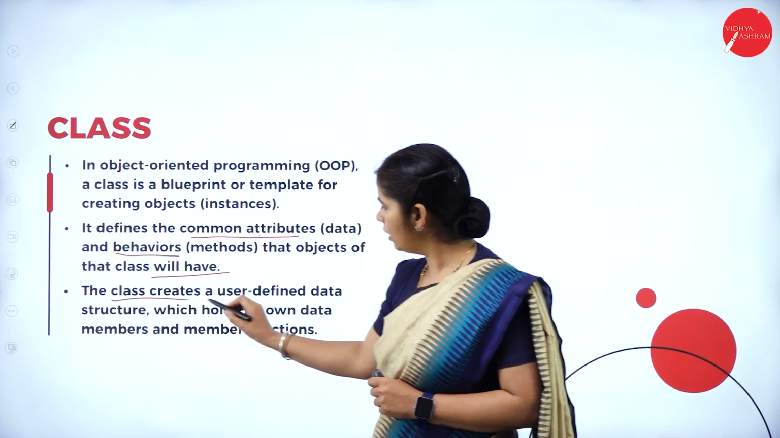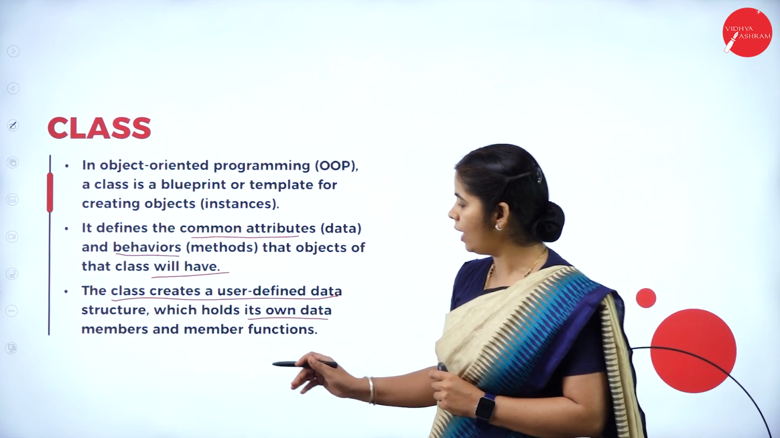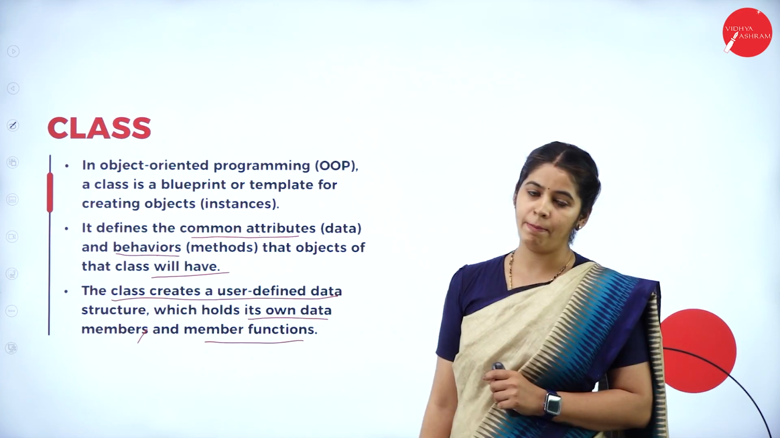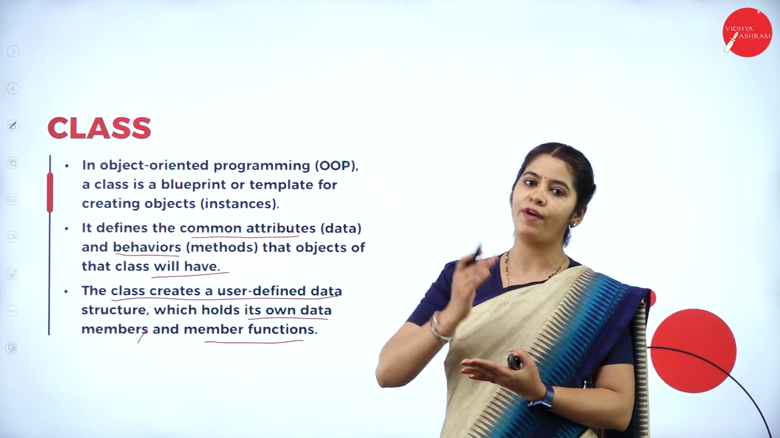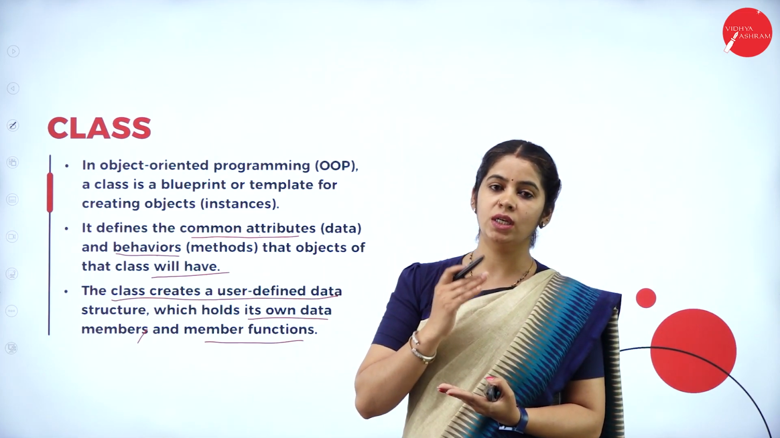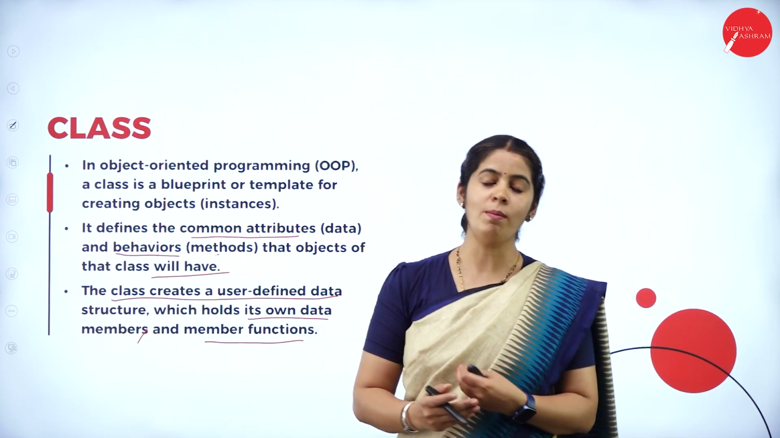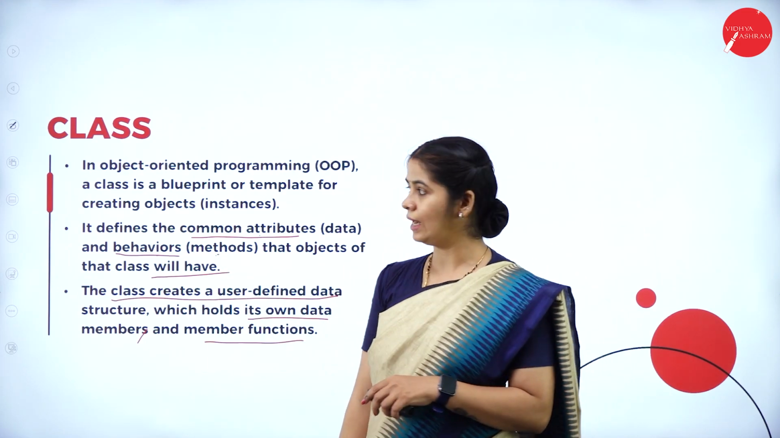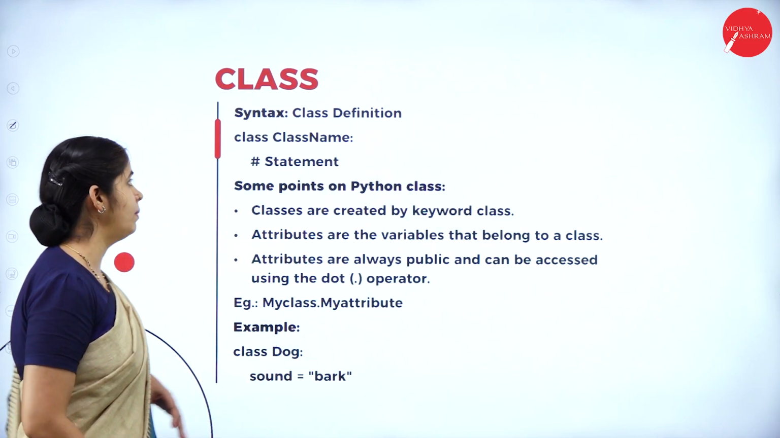A class creates a data structure which holds its own data members and member functions. It has its own data, which we give in terms of attributes, and its own functions, which we give in terms of methods. So this is the formal definition we have for the class. Let us see how to create a class in the Python programming language.